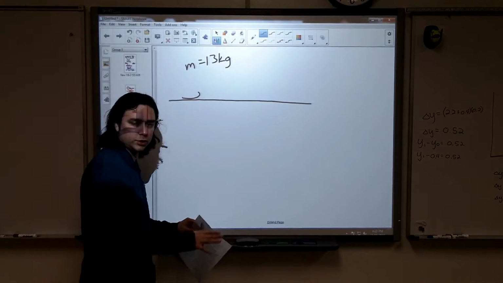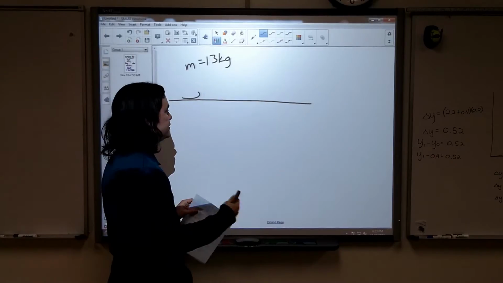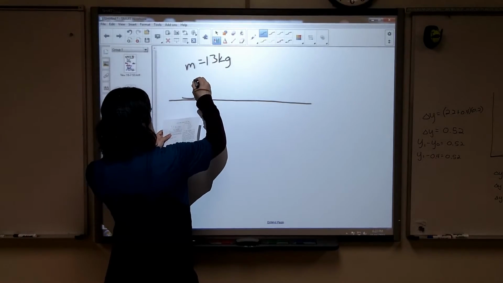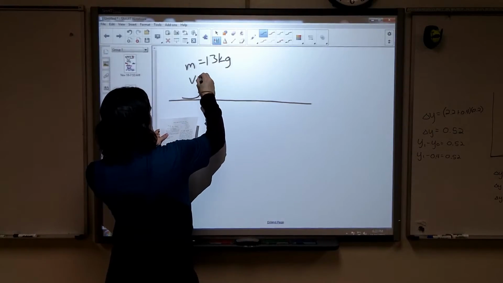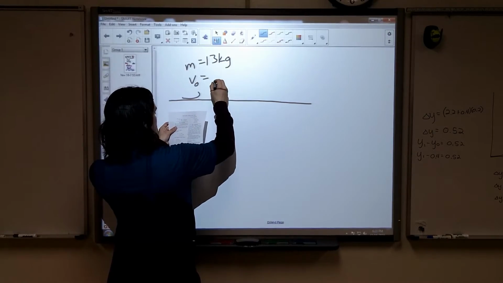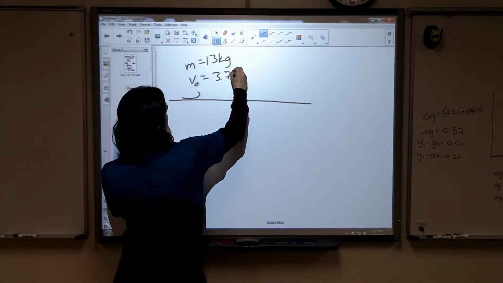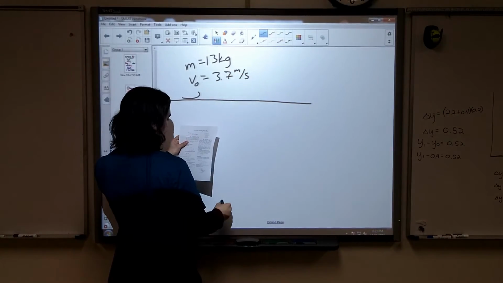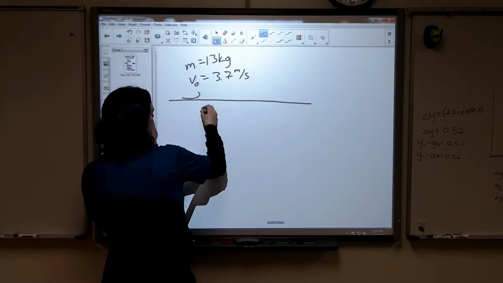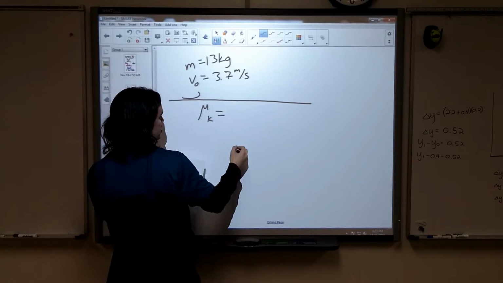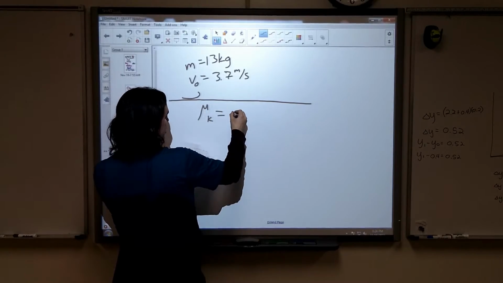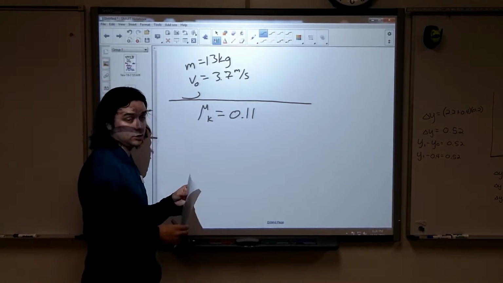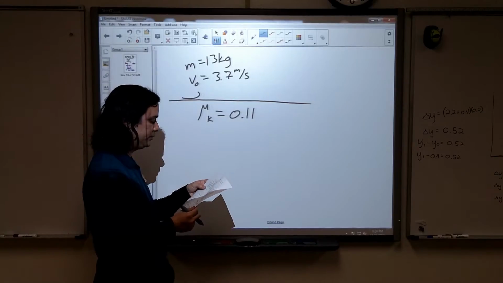So basically, someone pushes this a little bit, kicks it, gives it some energy with that interaction, and it has an initial velocity right after the kick, v naught, of 3.7 meters per second. The coefficient of friction between the sled and the ice, so the coefficient of kinetic friction, because we've got sliding going on here, is 0.11. No units, because coefficients of friction do not actually have units.